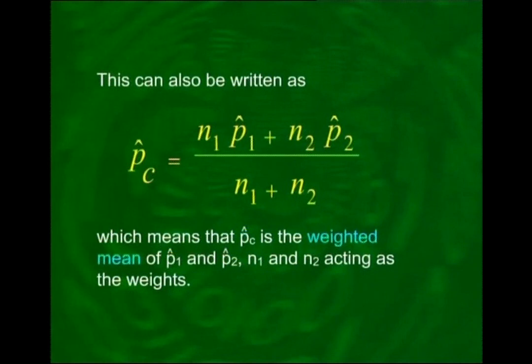The formula for the weighted mean x bar w is w1 x1 plus w2 x2 over w1 plus w2. And the formula for PC hat is very similar in pattern to the formula of x bar w. It is n1 p1 hat plus n2 p2 hat over n1 plus n2, and we can see that the sample sizes n1 and n2 are acting as the weights.